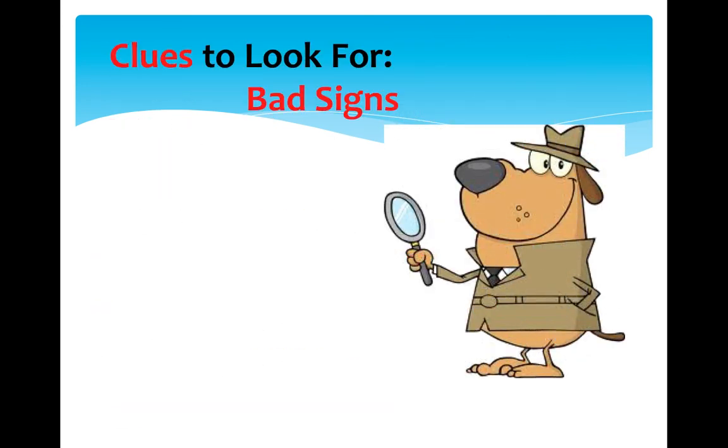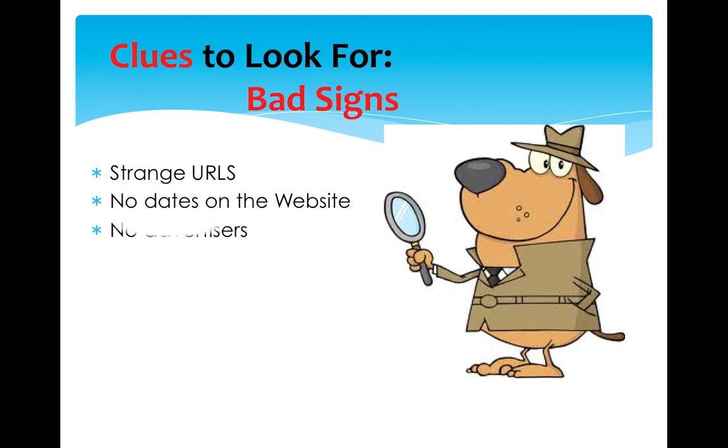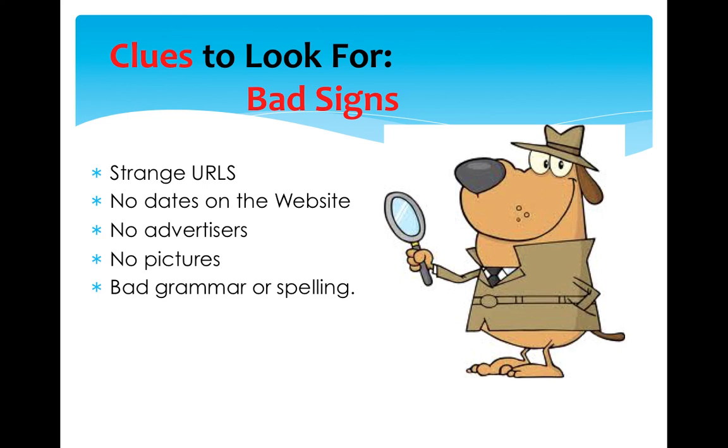So let's review. Clues to look for: bad signs of a website, strange URL addresses, no dates on the websites, no advertisers at all. They can't. How big of an organization are they? How legitimate are they? If they don't need money to support their website, what's their motive? No pictures? No pictures at all? Really? You're telling me about things that are happening in the world and you don't have the resources to go take pictures of it? Then you're a small-time operation with not a lot of money.